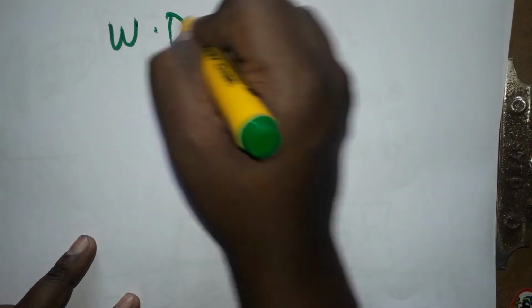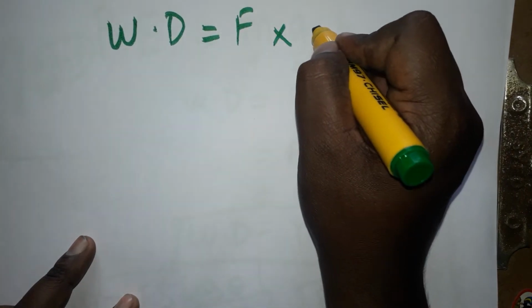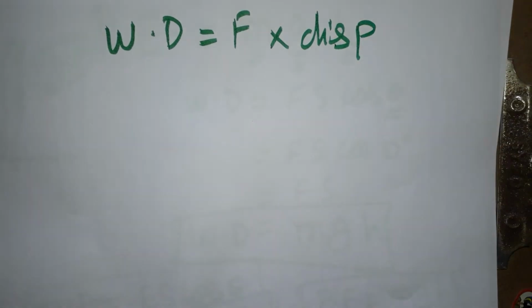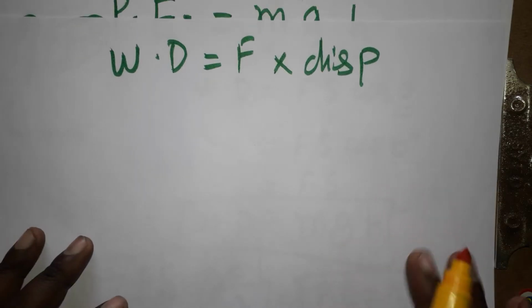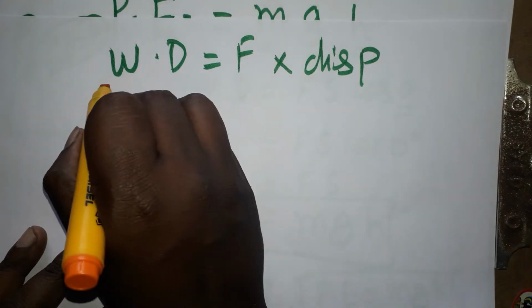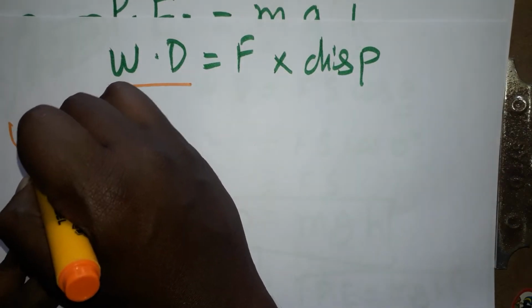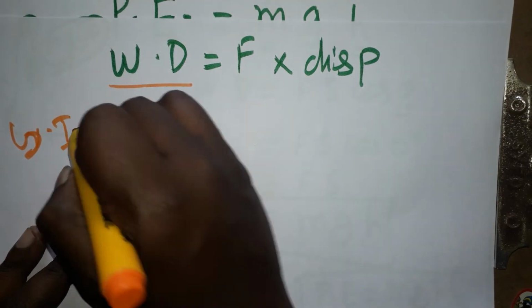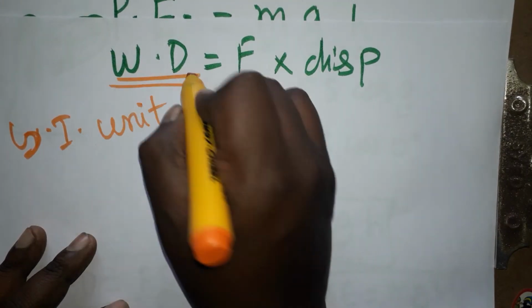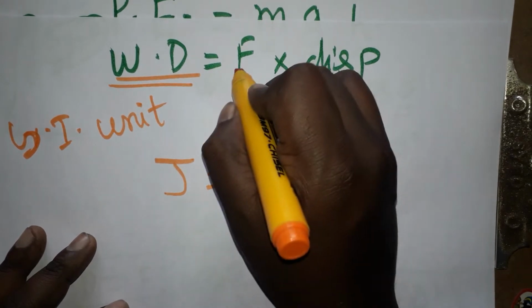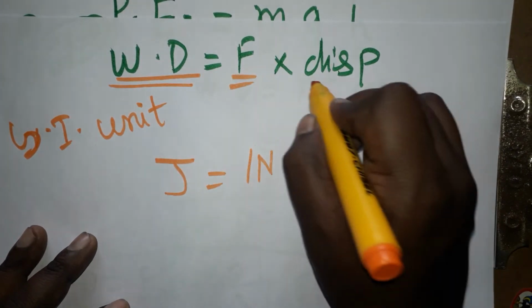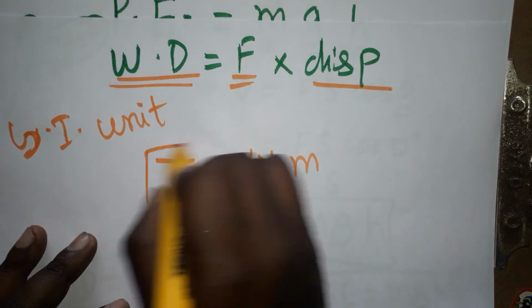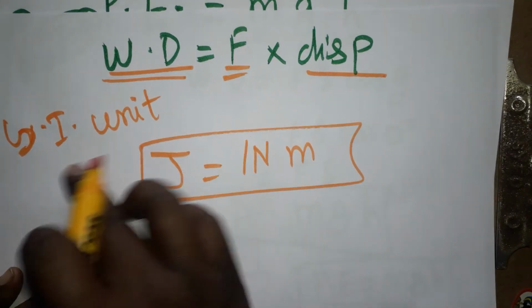So we are going to learn different kinds of units. First one, work done. Work done is equal to force into displacement. So work done and energy will both be the same. Whether it is potential energy or kinetic energy, whatever energy, the unit will be the same. Now we are seeing the SI unit. Work done is in joules. Force is in Newton. Displacement is in meter. So we can call this the SI unit of energy.